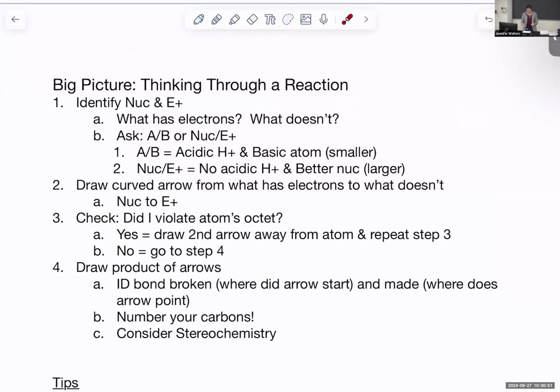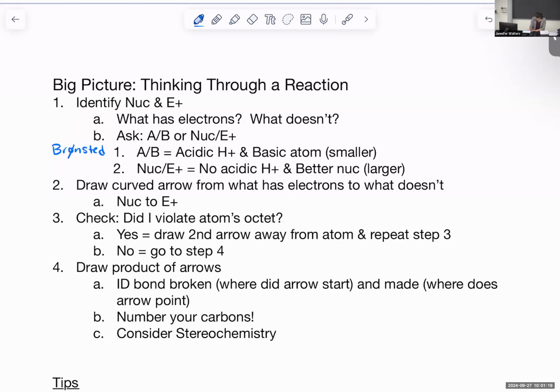This is what carried me through, was I realized everything distilled down to this fundamental concept. Identify what has electrons and what doesn't, your nucleophile and your electrophile. Ask yourself, is it more likely to be acid-base, Bronsted acid-base, or Lewis acid-base, which will be nucleophile and electrophile? So when we say acid-base, we're saying Bronsted.